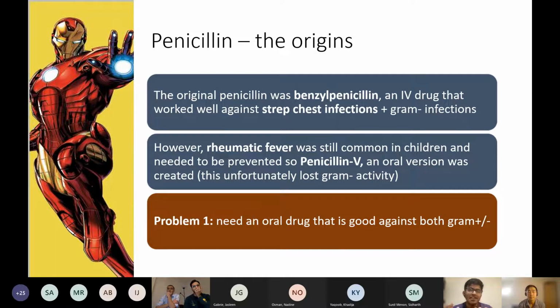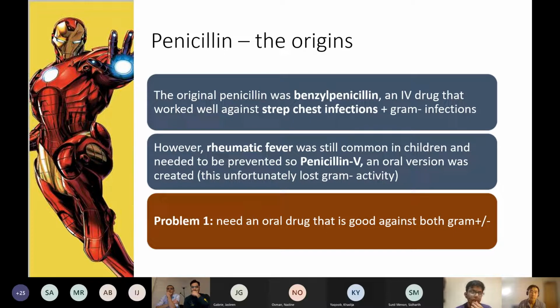The problem with Benpen is it was an IV drug, and strep throat and rheumatic fever were still very common in children. So they created an oral version of benzylpenicillin called Pen-V. Again, we still use this today for strep infections that aren't resistant to it. Unfortunately, making it oral made it lose gram-negative cover.